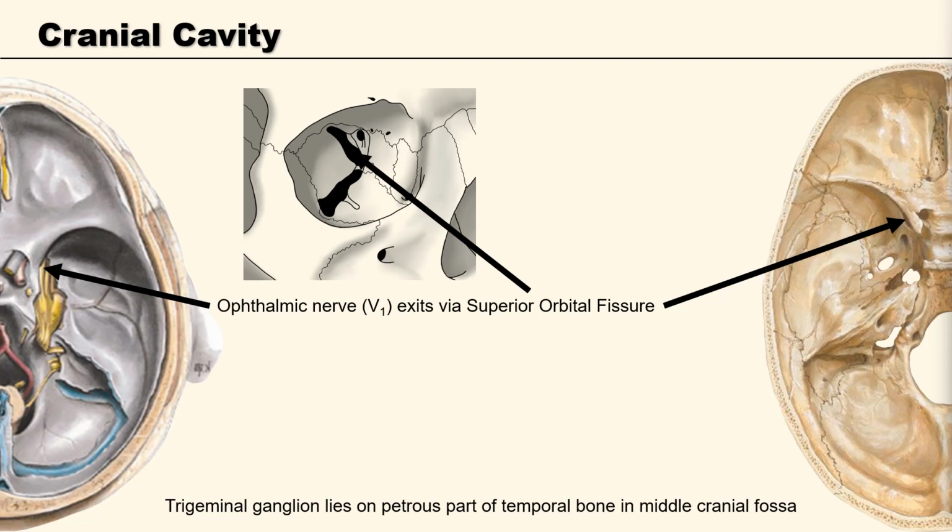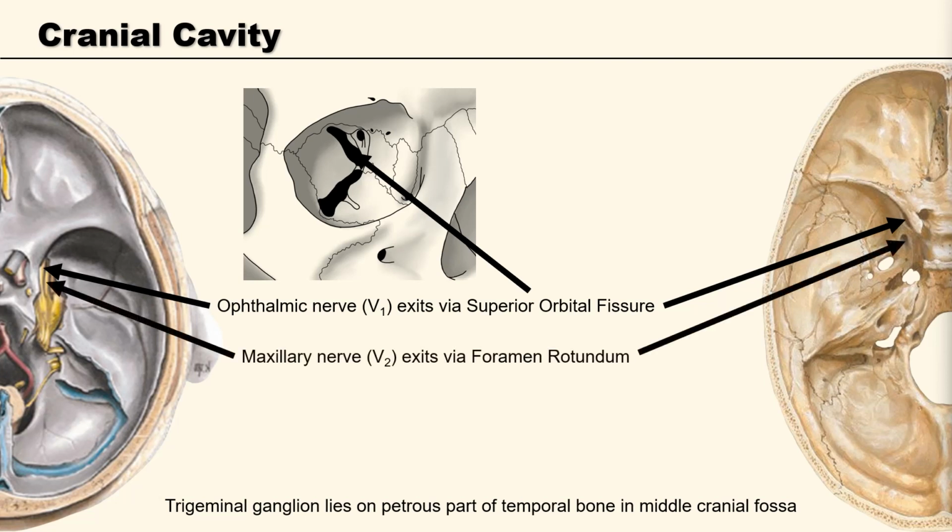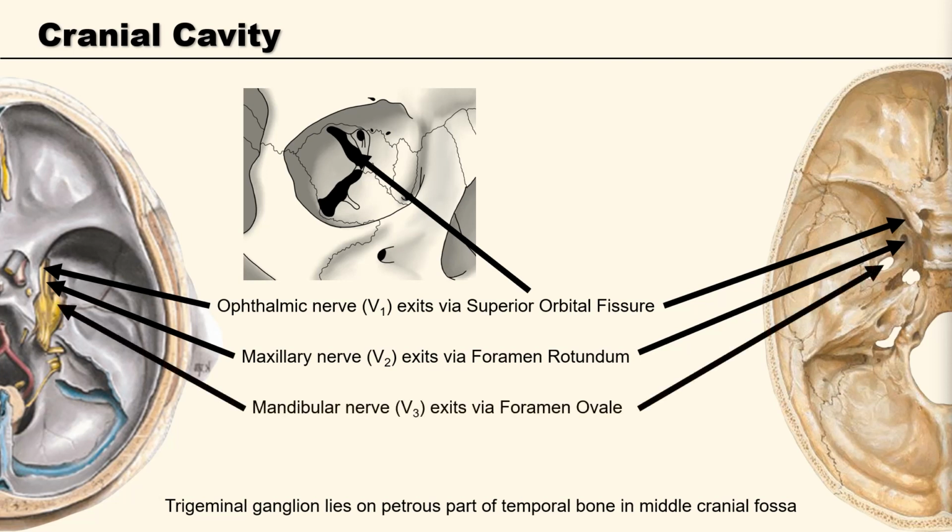The second branch, the maxillary nerve, exits through a small hole in the base of the skull, called the foramen rotundum. When looking at the cranial base, this one is identifiable by its shape. Rotundum means round, so this foramen or hole is incredibly round. Lastly, we have the mandibular branch. The mandibular nerve exits through a hole called the foramen ovale. Like with most things in anatomy, we say what we see, an oval hole and thus a foramen ovale.